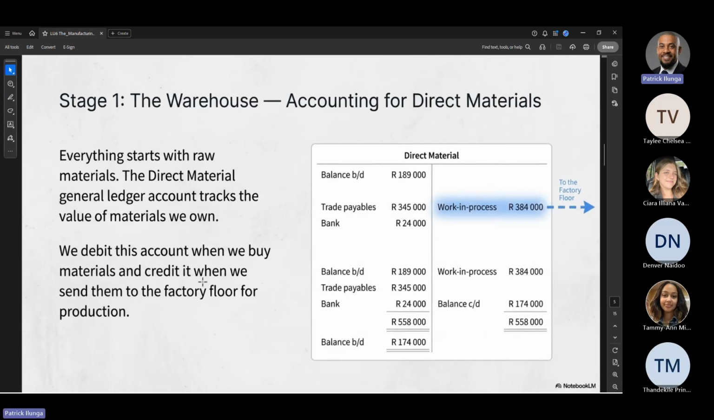And can you imagine that accounting is so precise that it captured the whole process on a piece of paper? That's the beauty of the ledger, is that you will have your trade payables, the bank, definitely you made cash payment, trade payables, you took things on credit that you are going to pay later.